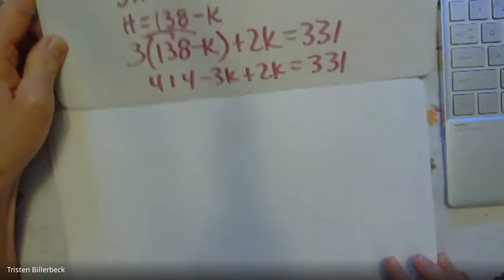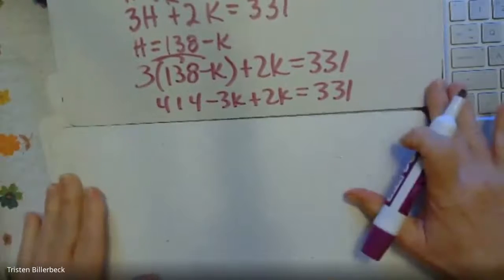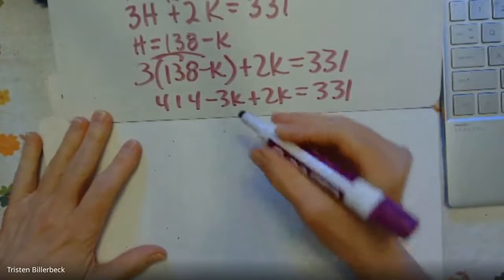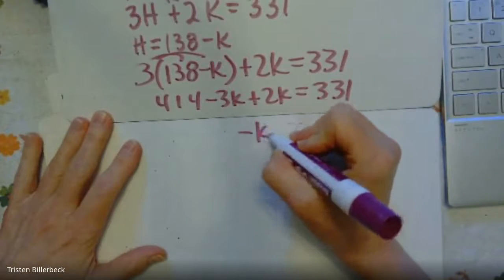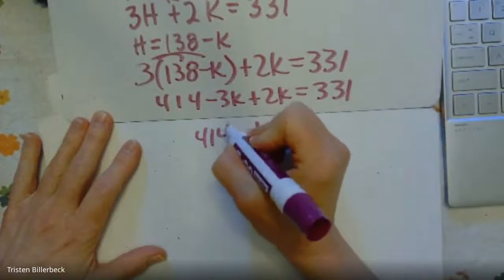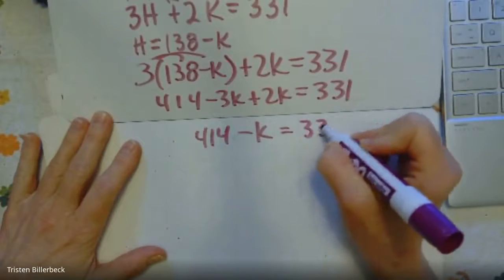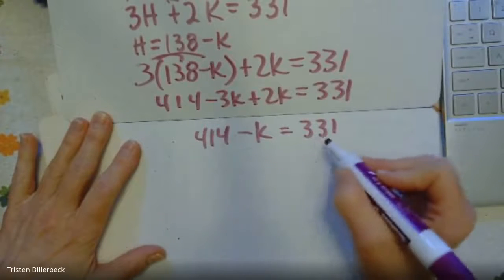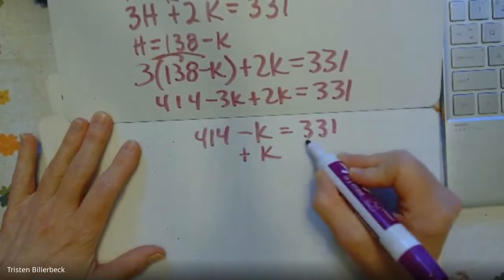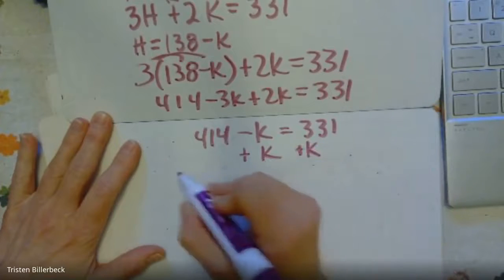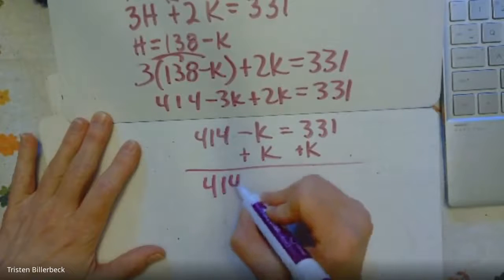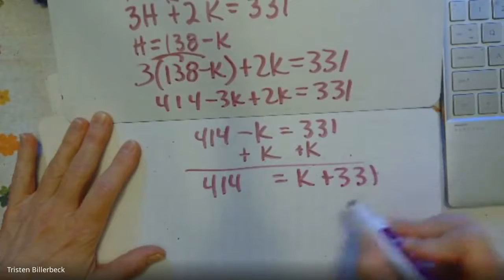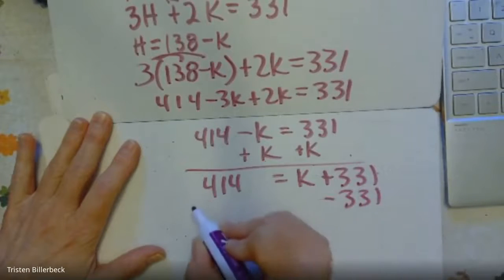So now we're going to continue on with this lovely problem. So we have negative 3K plus 2K is negative K, and we have 414 equals 331. So I think I'm going to just move K over here just to make it easy. So I have 414 equals K plus 331, and subtract the 331 using an additive inverse.